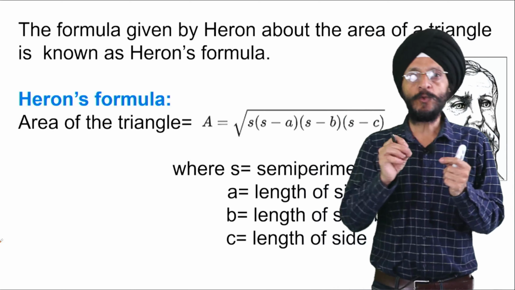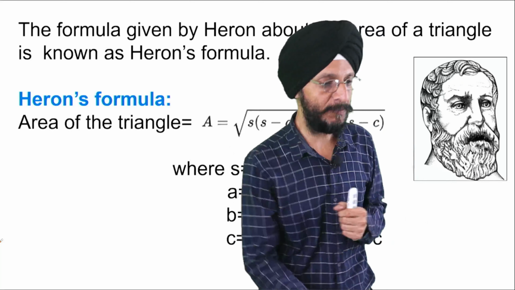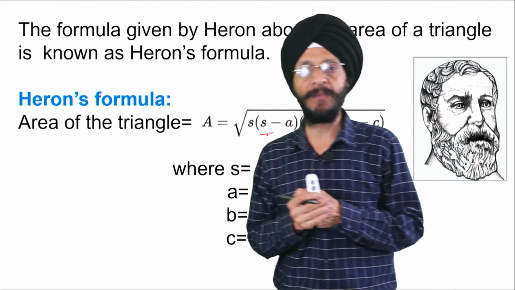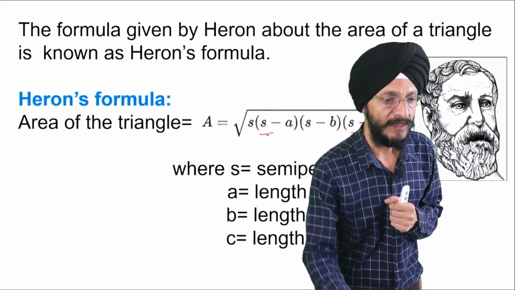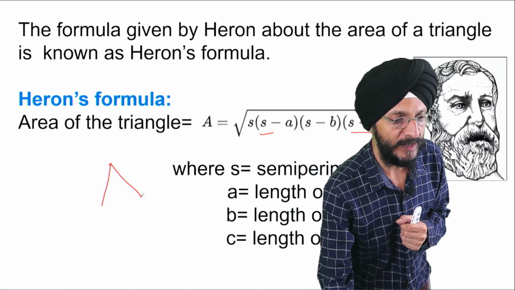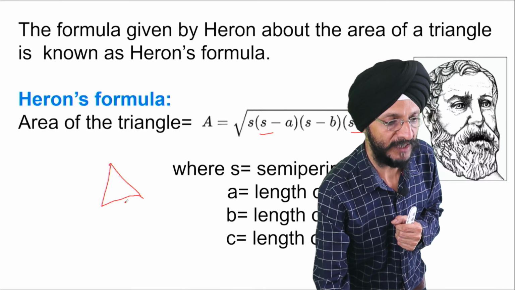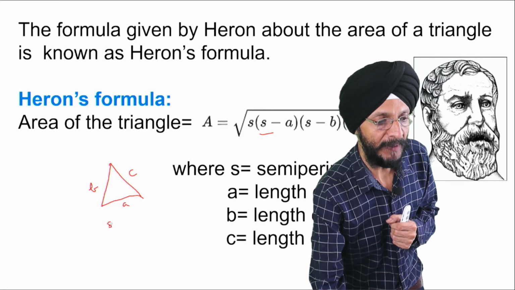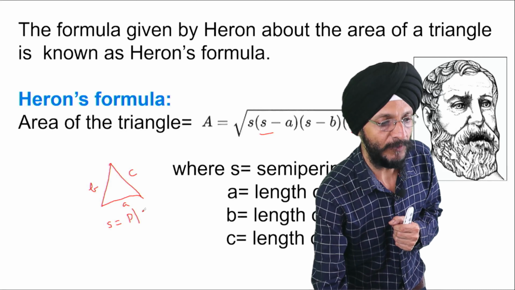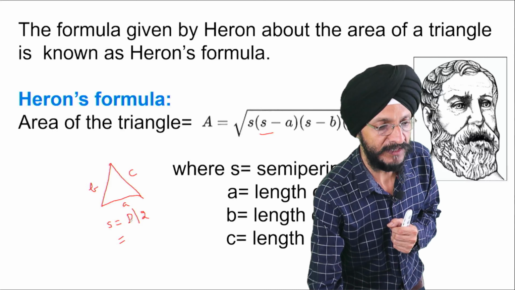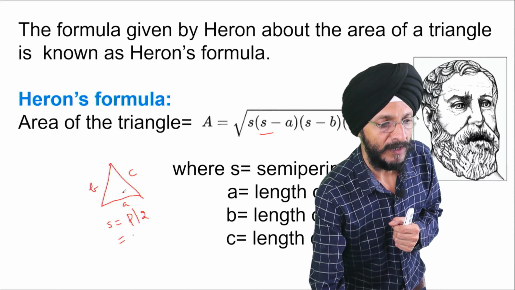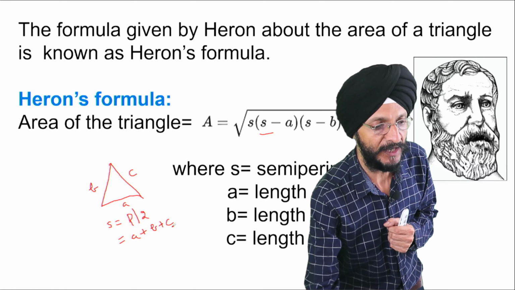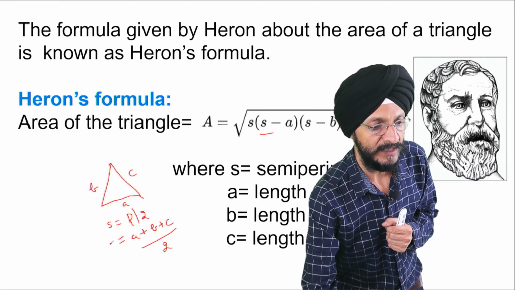s into s minus a into s minus b into s minus c, where s stands for semi-perimeter, a stands for length of side a, b stands for length of side b, and c stands for length of side c. These are the three sides, and semi-perimeter is equal to half of perimeter. Perimeter is equal to the total of the lengths of all three sides, that is a plus b plus c, divided by 2. This is semi-perimeter.